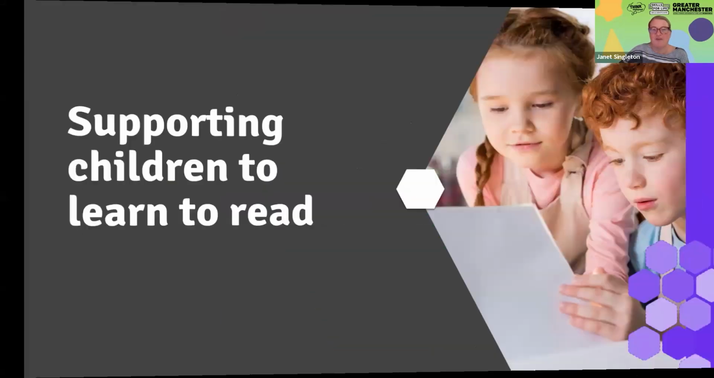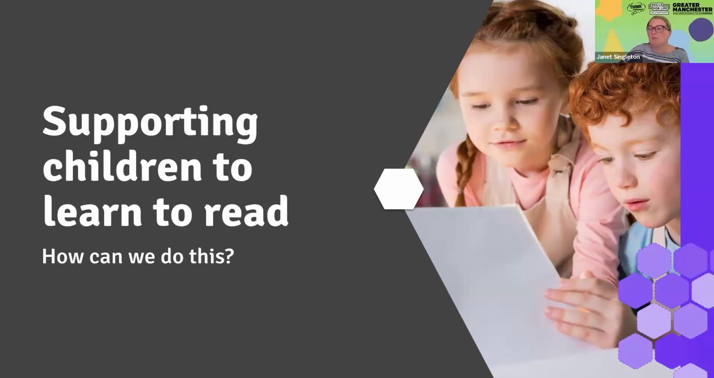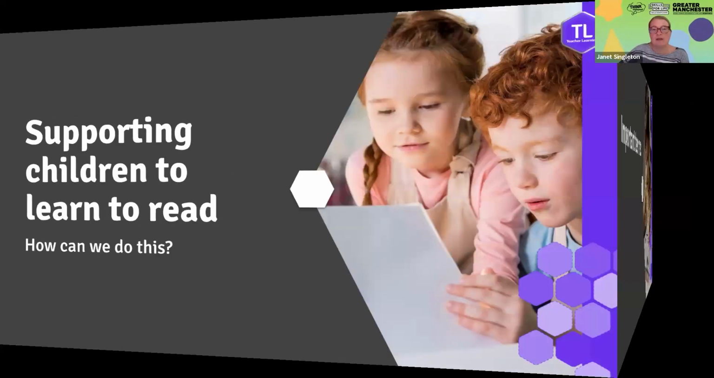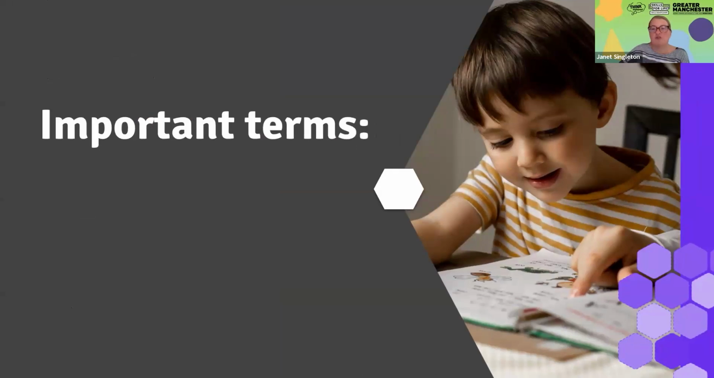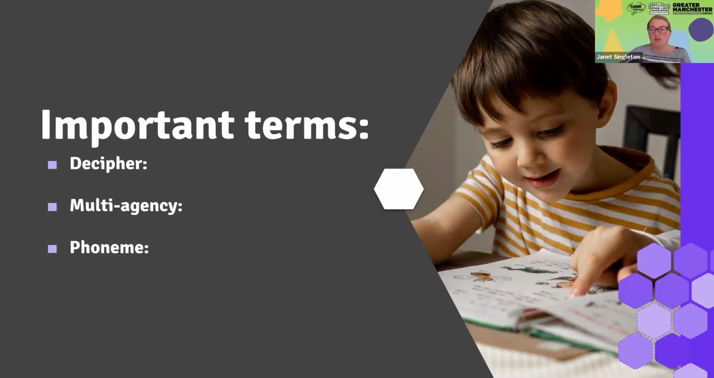There we go. So how can we support children to learn to read then? So that's what we're going to look at next. So first of all, just some important terms. So I'll put the words on the PowerPoint first, sorry. So first of all, what do these particular terms mean then? So we've got decipher, multi-agency and phoneme. So has anybody got ideas of what any of those three terms mean?